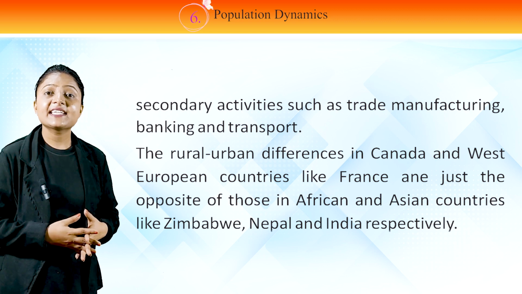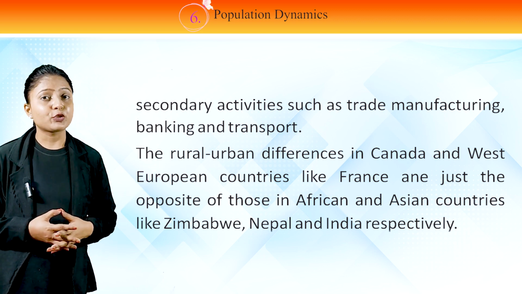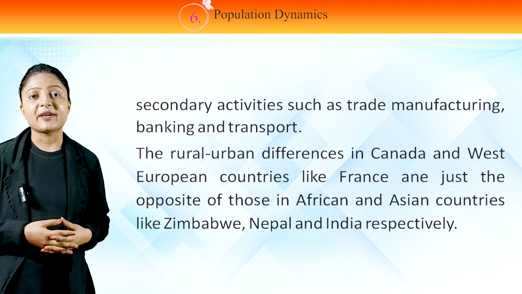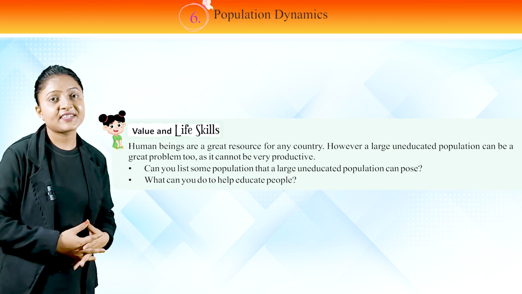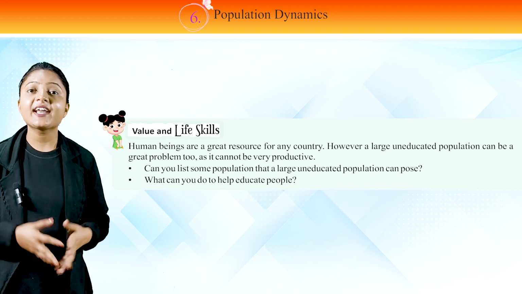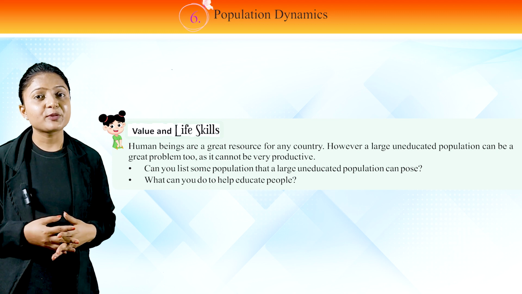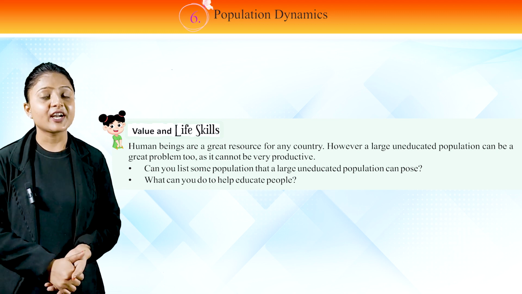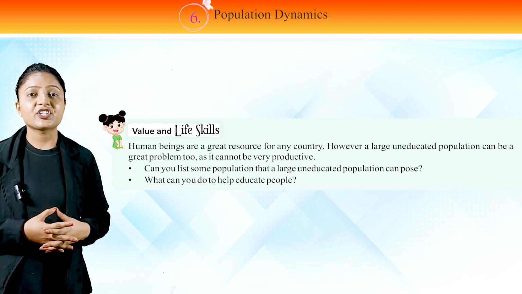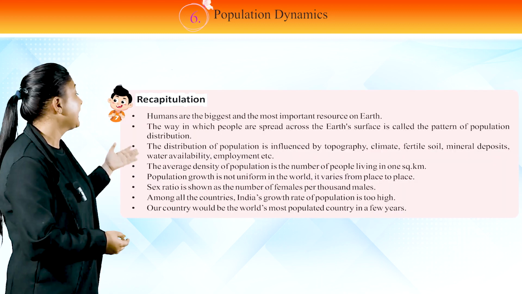The rural-urban differences in Canada and West European countries like France are just the opposite of those in African and Asian countries like Zimbabwe, Nepal and India respectively. Value and life skills. Human beings are a great resource for any country. However, a large uneducated population can be a great problem too, as it cannot be very productive. Can you list some population risks that a large uneducated population can pose? What can you do to help educate people?